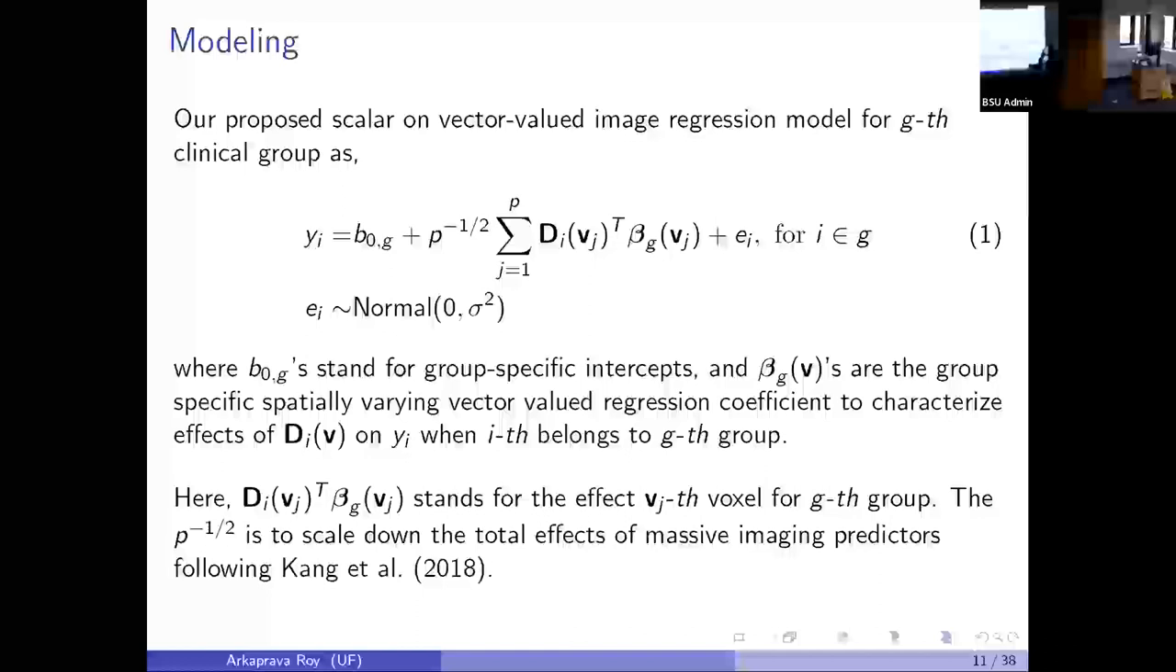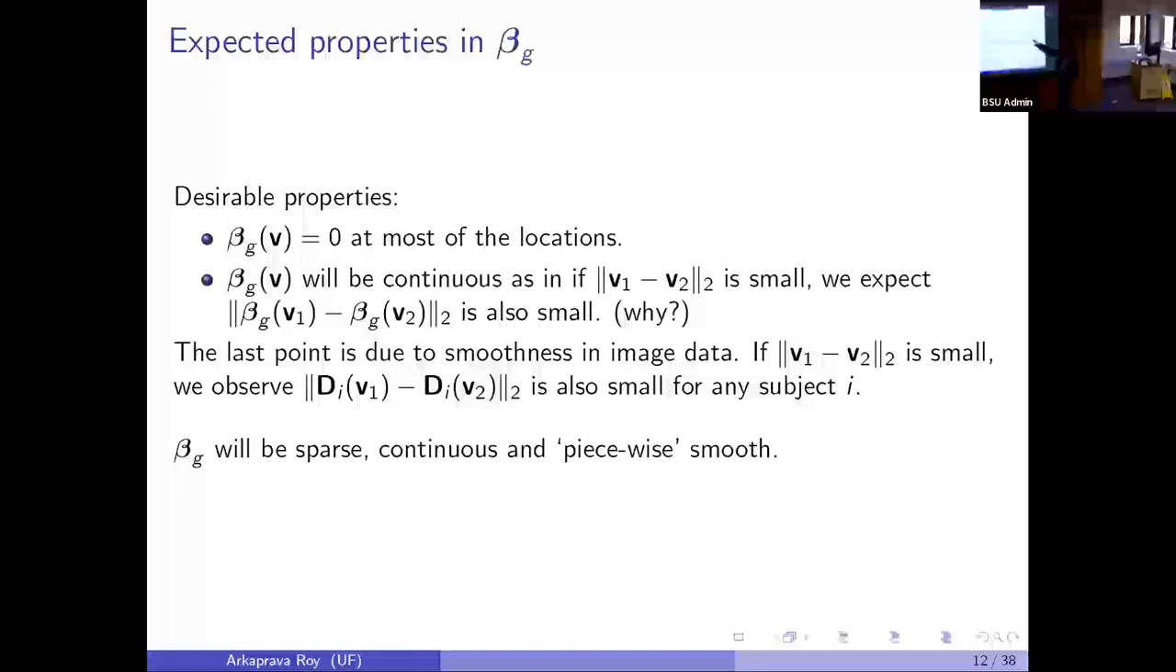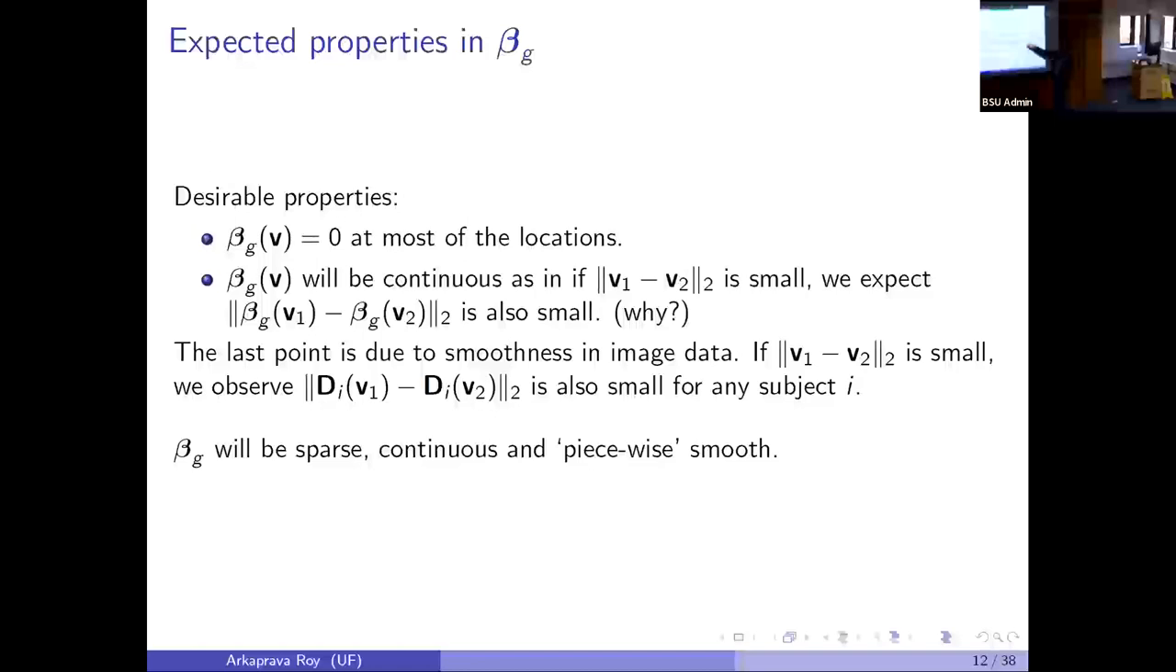Secondly, we want beta_gv to be smooth because these images, the d_iv, are very smooth. If you take two pixel locations, the image does not change randomly, it changes smoothly. That's the reason we expect that beta_gv should also be smooth. So these two are the primary properties that we want to impose in our prior. Beta_gv will be zero, so there will be shrinkage, throughout all three vectors. And then it should be continuous: if two voxel locations are close, then the corresponding values should also be close. It should not have any haphazard changes. So in summary, beta_g should be sparse, continuous, and piecewise smooth.